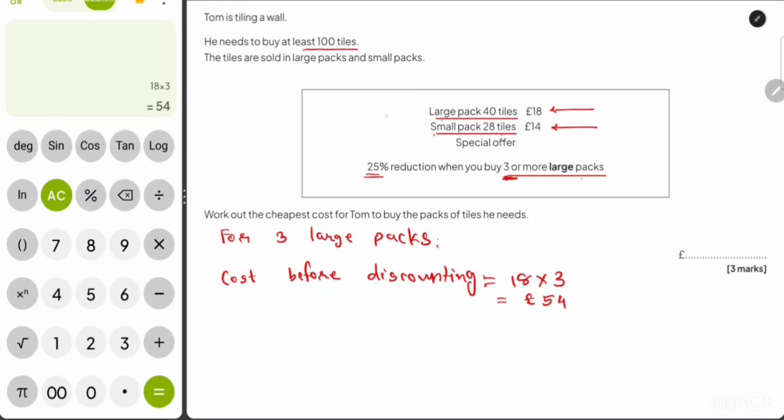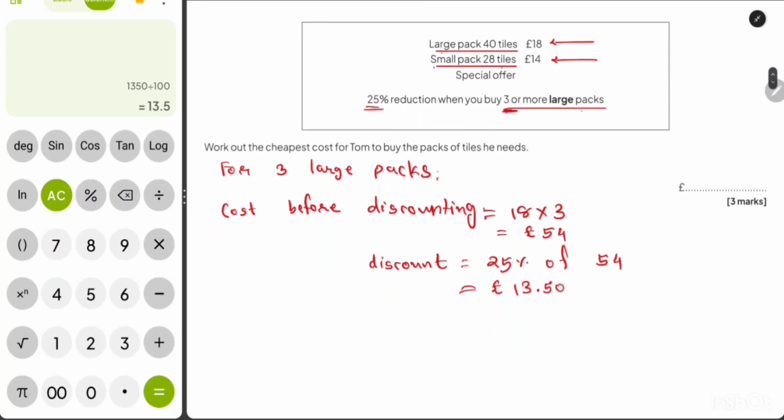Now out of these 54, there will be 25% reduction. So let's find that reduction, or you can say discount. So discount is equal to 25% of 54. So let's find it out. 25% is 25 into 54 divided by 100. So that is 13.50 pounds. Don't write 13.5. This is a currency. Currency should always be in 2 decimal places.